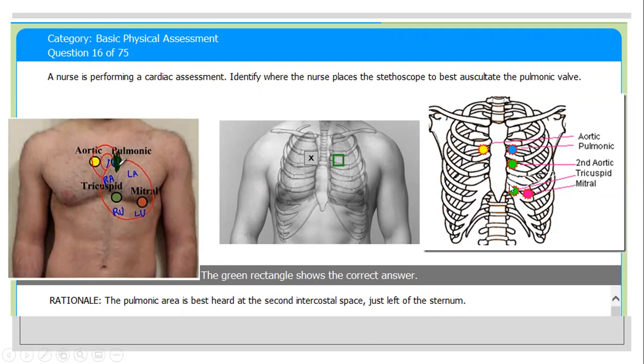here, tricuspid area and mitral area. The same picture showing here: aortic, pulmonary, tricuspid, and mitral. So the rationale: the pulmonic or pulmonary valve area is best heard at the second intercostal space, just left of the sternum. But just right of the sternum, the second intercostal space is the aortic.